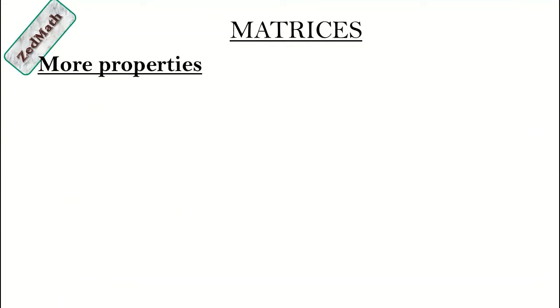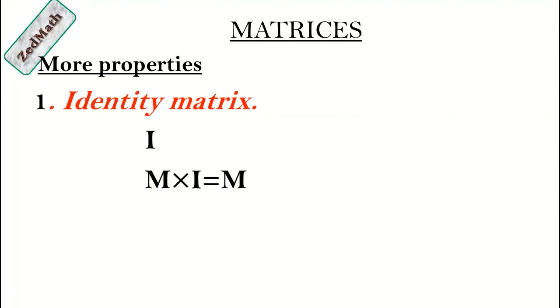Let's take a look at a few more properties, maybe 2 or 3, that we're supposed to know when working with matrices. They're usually helpful. The first is called the identity matrix. It is denoted by this symbol I, and this is a matrix such that when you multiply it with M, it gives you M. It's just like the number 1 when you are talking about numerals.